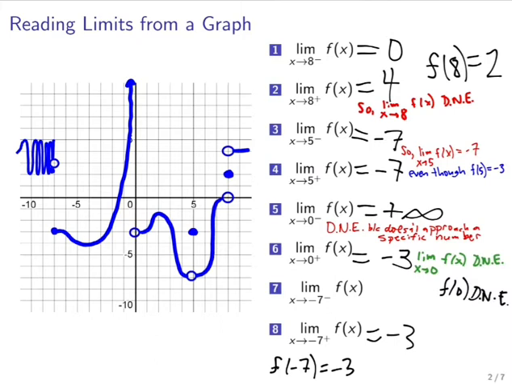And okay, so let's jump back to the -7 situation. Over here, I'm approaching -3. There is a solid hole there. F of -7 is -3. But neither of those affect what's happening as I approach -7 from the right.